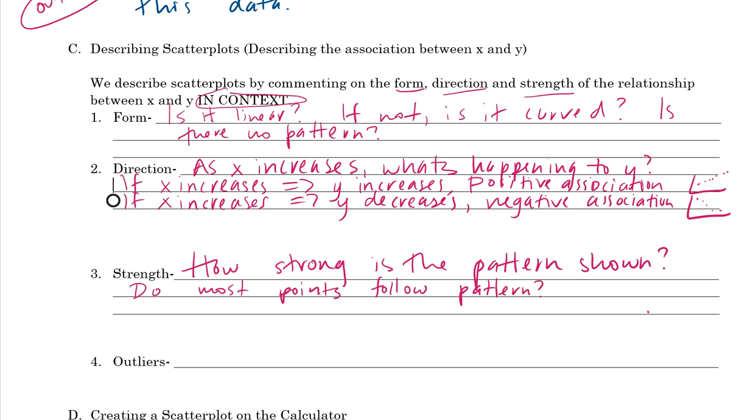If they do, then you have a strong relationship. If they don't, then you have a weak relationship. And we'll talk all about what counts as strong and what counts as weak. And then finally, outliers are points that don't follow the overall pattern. And as we discussed, there are two different types.